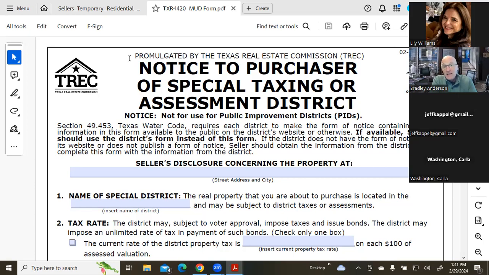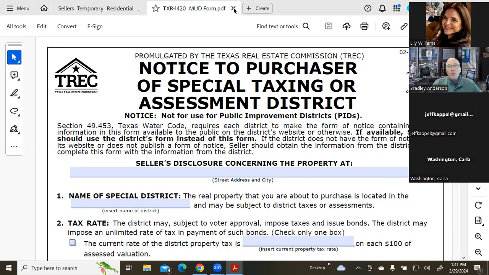Okay, but sometimes it's not as intuitive, so I mean, it's not going to say, here's the MUD tax. It's going to say something confusing. So again, just because your seller wants to sell a home does not exempt them from the obligation of providing for the next buyer what they're going to inherit. Okay. All right. So that is the MUD.